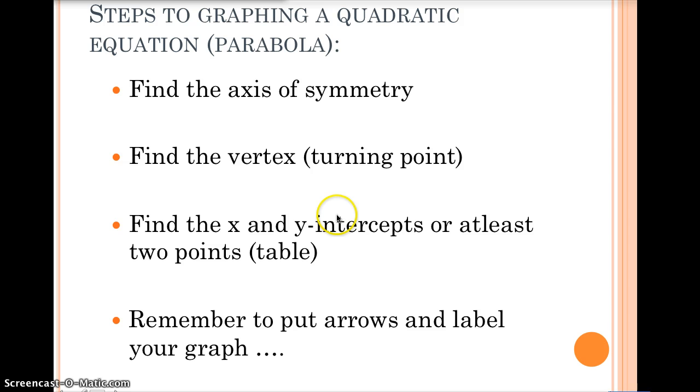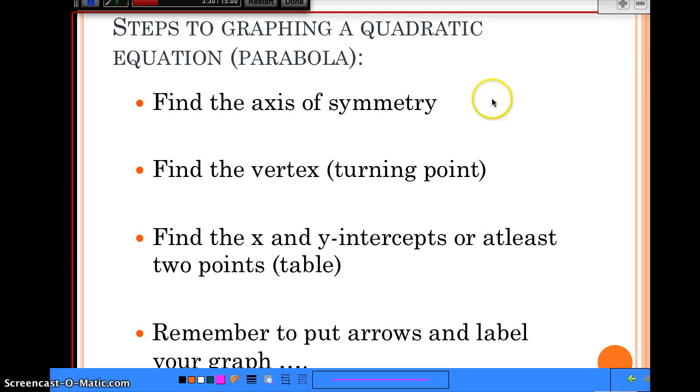Okay, here's our strategy for graphing a quadratic equation, which will be in the form of a parabola. First, find the axis of symmetry. The axis of symmetry is x equals negative b over 2a. So once you use that formula, that's going to give you your dotted line. And in 9th grade, we're only going to deal with parabolas that open up or open down. We won't deal with the ones that go side to side. So all of our axis of symmetries will be vertical, dotted vertical lines like those. Okay, this will tell you where it is on the graph.